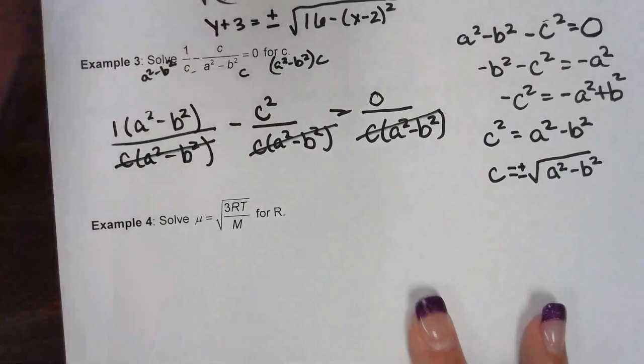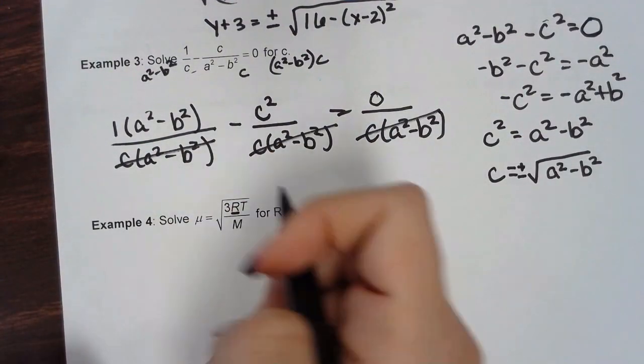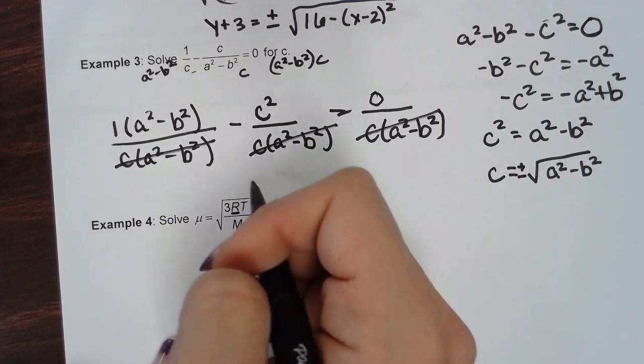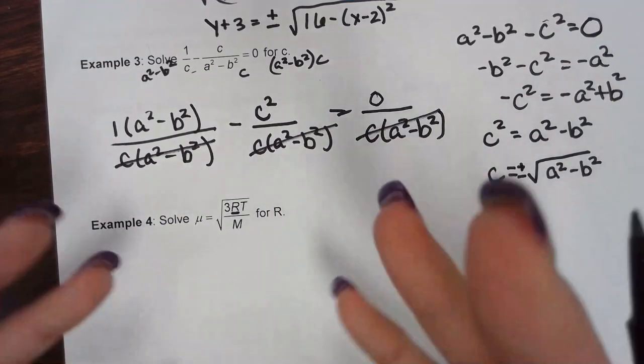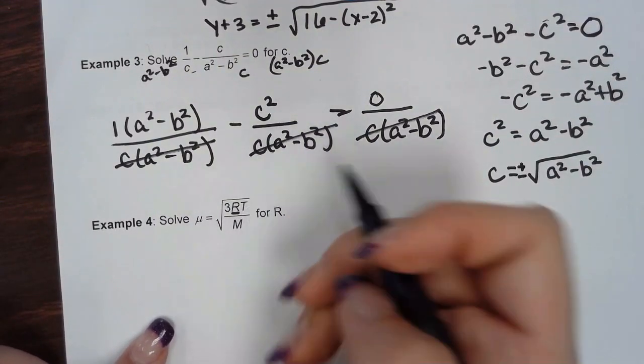Alright, one more on this. We are solving for r right there. So let's talk about how to get that by itself. Well, the first thing we have to do is get rid of the square root. It's almost like a present, right? We have to unwrap it before we can take apart what's inside.